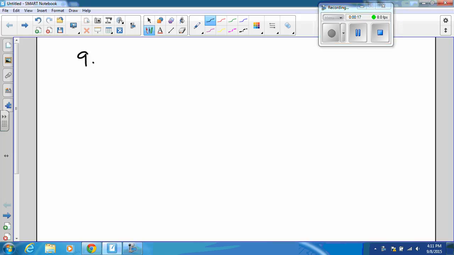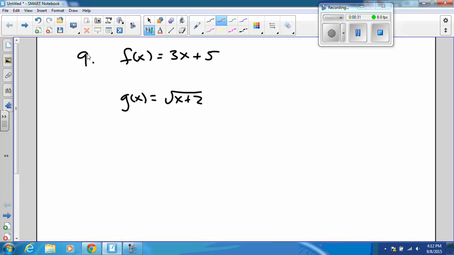In number 9, we're asked to sketch two functions, f of x equals 3x plus 5, and then g of x is equal to root x plus 2. We can identify the first one as belonging to the linear function family, and we can identify the other one as being the square root function.